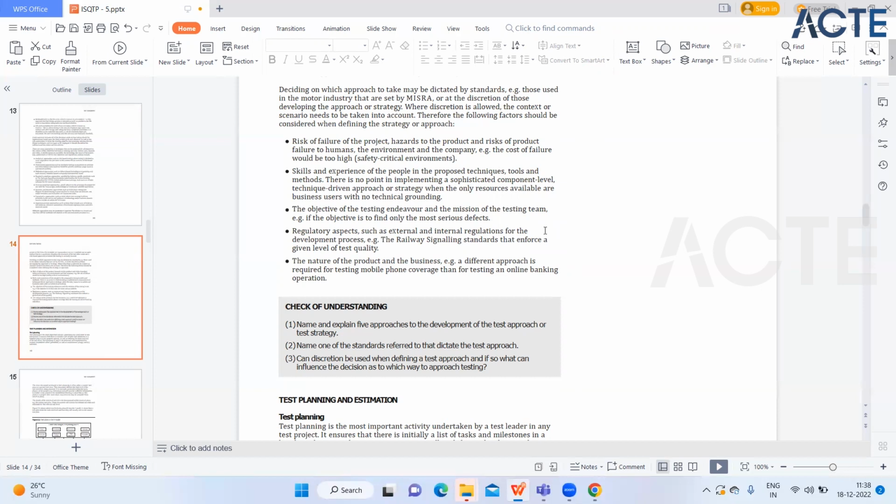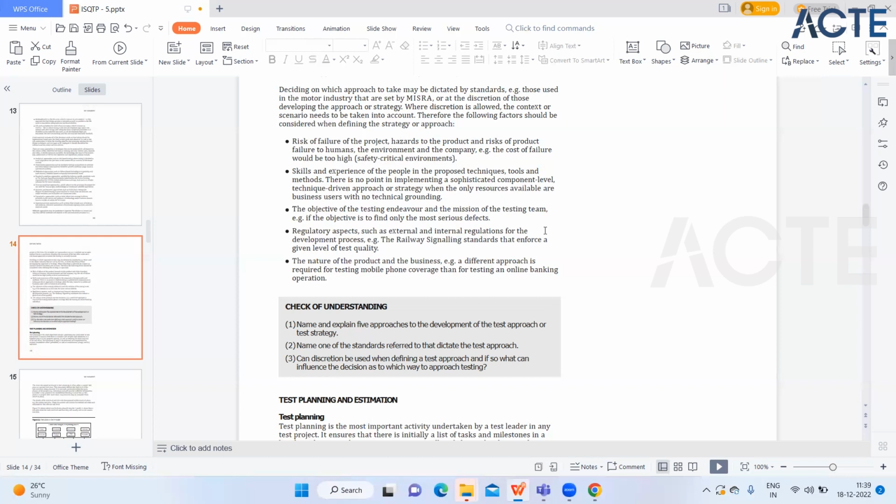Now, the third one is the objective of the testing endeavor and the mission of the testing team. For example, if the objective is to find only the most serious defects, then your approach should be like that. You will not consider the model based approach to perform risk based testing, because your objective is to find the most serious defects. Then definitely you will consider another approach.